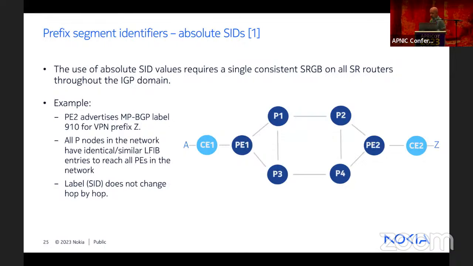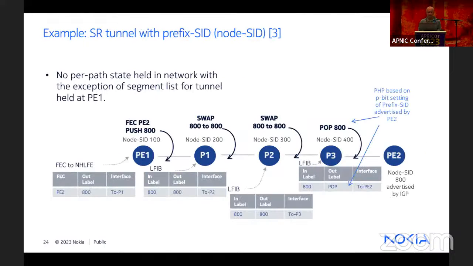Okay, so the SID values. Remember, I said that ideally you want to have the same SRGB. So when you have the same SRGB, you can have the same SID values. So let me just go back to this. Why does this work? This works because all of the nodes have an SRGB, which includes the value of 800.